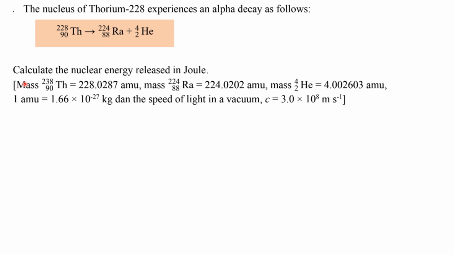The mass of thorium-228 is 228.0287 AMU. The mass of radium-224 is 224.0202 AMU, and the mass of the alpha particle is 4.002603 AMU. Now I tell you that 1 AMU is equal to 1.66 times 10 power negative 27 kilogram, and the speed of light in vacuum is 3.0 times 10 power 8 meter per second. So what is your solution?